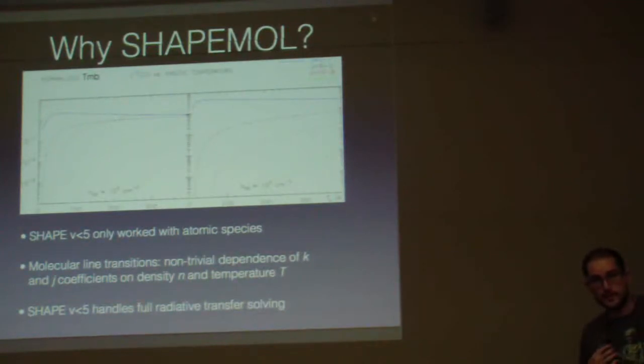Give you a very brief presentation of SHAPEMol. It is a plugin for Shape version 5, which enables Shape to do radiative transfer in molecular species, specifically CO rotational lines from J=1-0 to 17-16 in 12CO and 13CO.